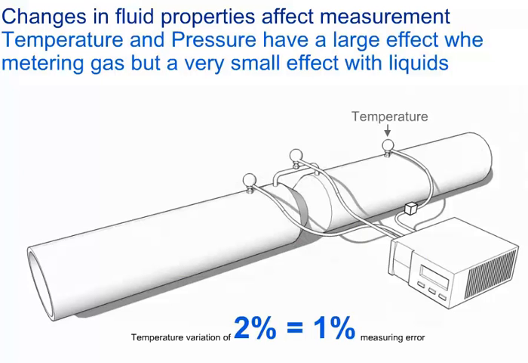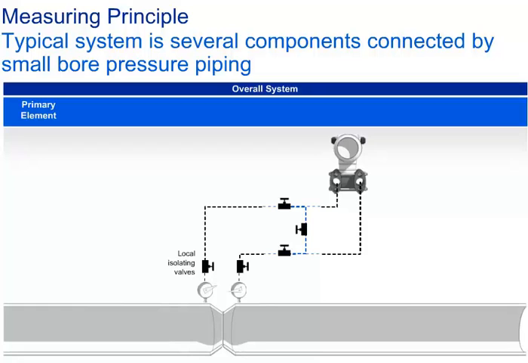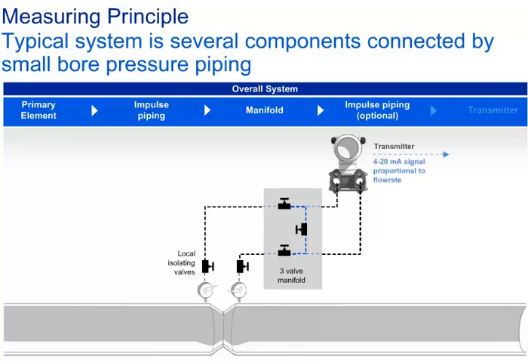Now let's compare the physical principles of measuring gas or liquids. A DP generating flow element is mounted in the pipeline. Small bore pressure piping, called impulse piping, connects the element to a multi-valve manifold. The manifold is connected to a differential pressure transmitter, either by being bolted directly to it or via more impulse piping. Its main function is to allow easy zeroing of the transmitter under line pressure, as the zero calibration is more accurate when performed at line pressure.